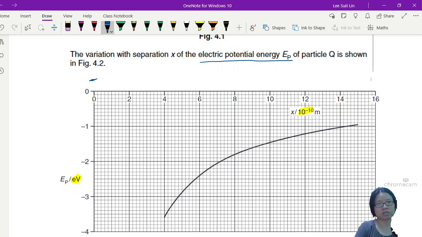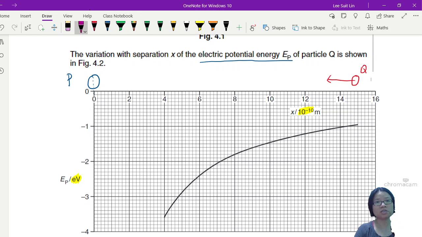So P is fixed in position. I don't know the charge of P, so I'm just going to draw it here. Whereas charge Q is the one that is being dragged in this direction. And X is the separation between P and Q. So you can see the first thing is that when Q approaches P, this potential energy seems to decrease, or is it increase? Well, it depends on whether you understand the idea of this negative or not.